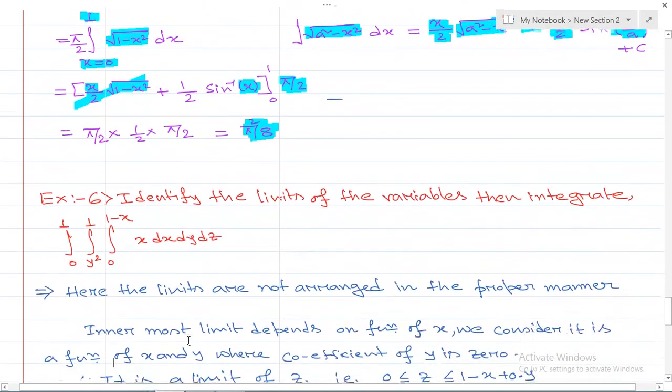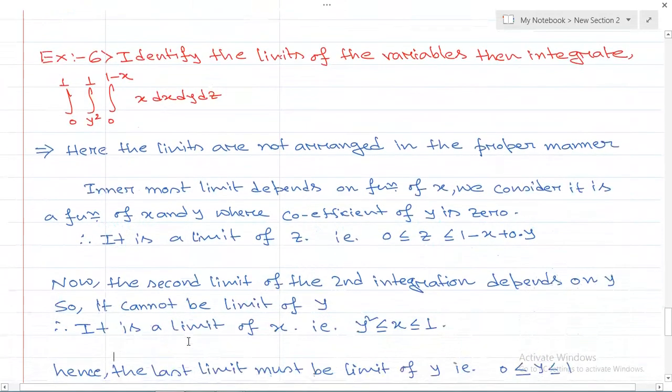Now let us come to our today's last problem, that is problem number 6. Identify the limits of the variables, then integrate. So sometimes, to make you confused, the integration is given in this manner, that is randomly dx dy dz, so you should not be afraid of getting this type of thing. But it should not be that x has the limit 0 to 1 minus x, y has the limit y square to 1. It should not be like this, because one variable cannot be the limit of itself.